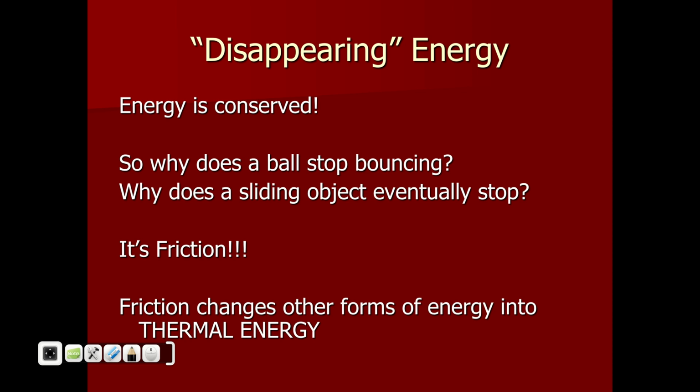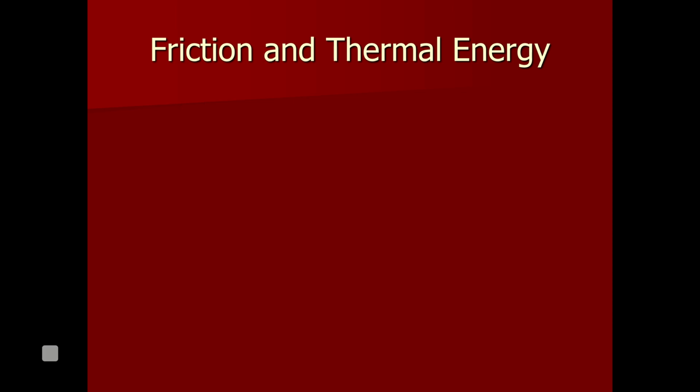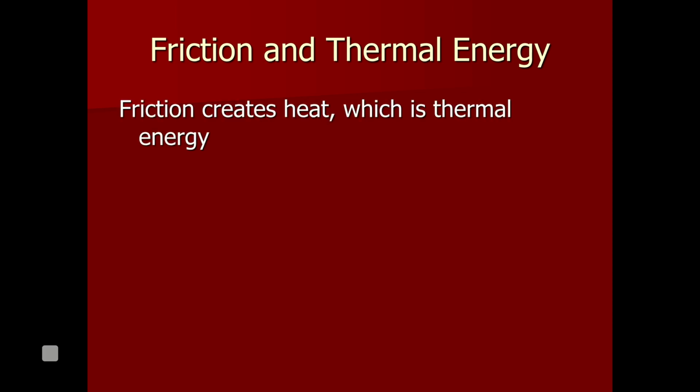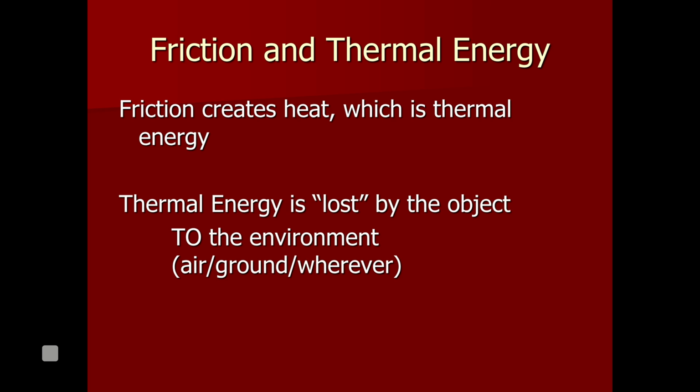That's all you really have to show with that one. You don't have to get specific with all the breakdowns of the conversions of energy so much. Okay? So friction will create heat, which is thermal energy. All right? And thermal energy is quote-unquote lost by the object to the environment. When I say environment, it's the air, the ground, wherever else it's going. Okay?